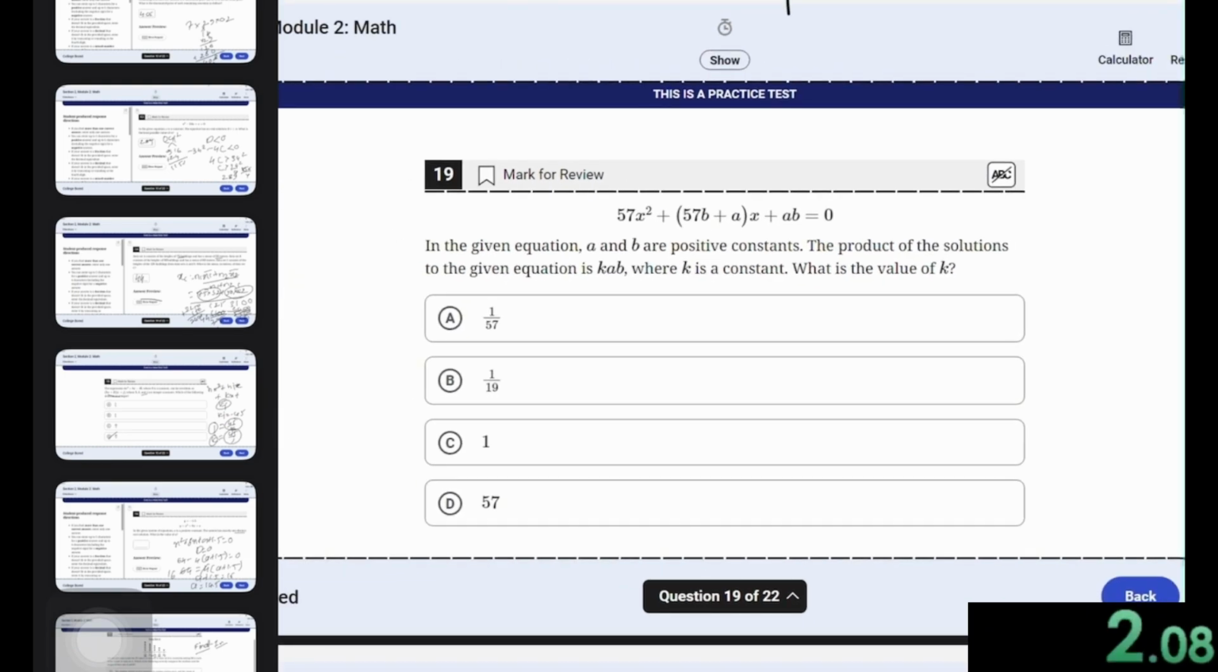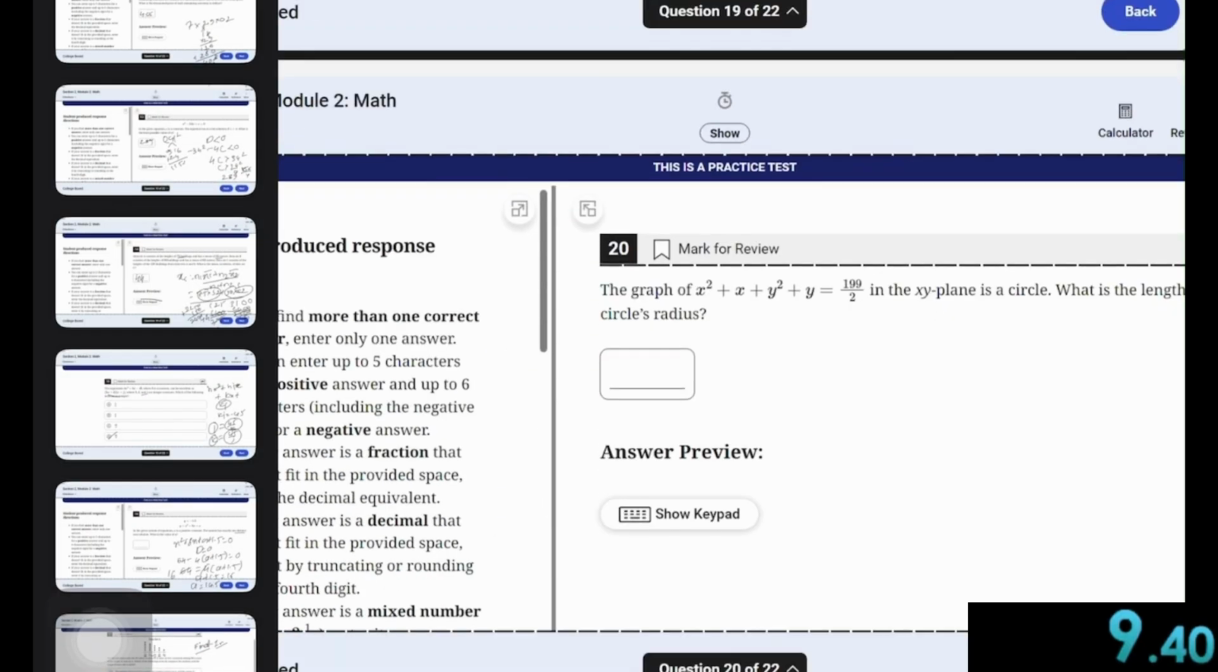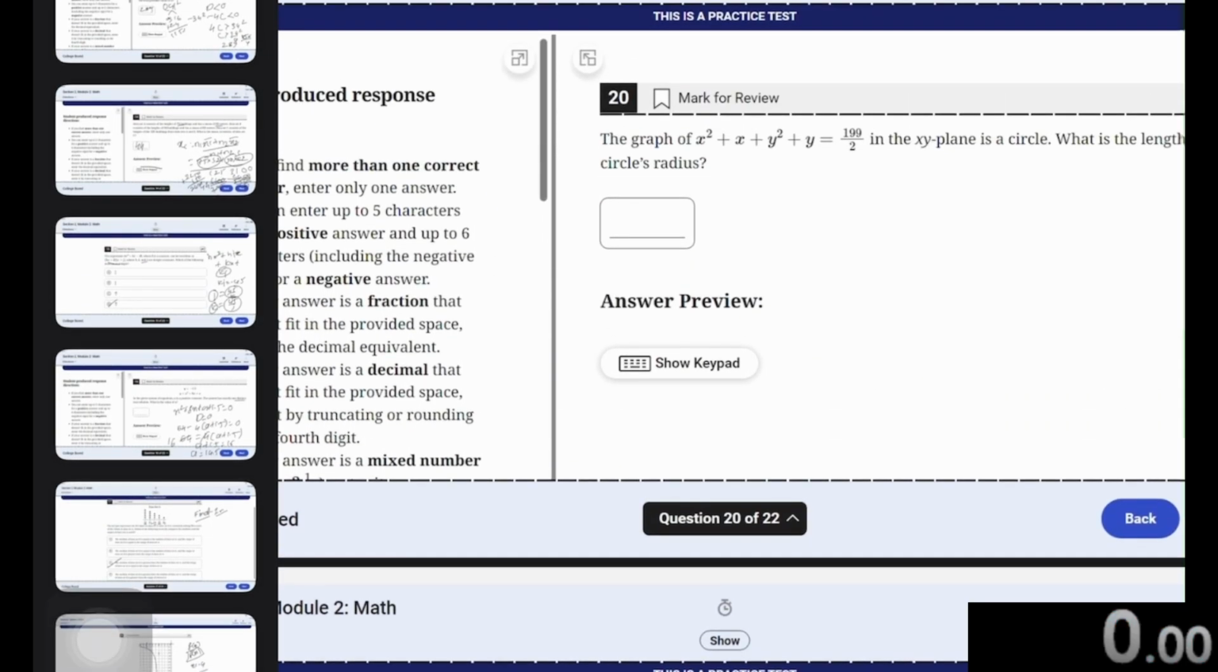Product of solutions is c by a. So ab by 57 is equal to kab. So k is equal to 1 by 57. Okay. Next one.